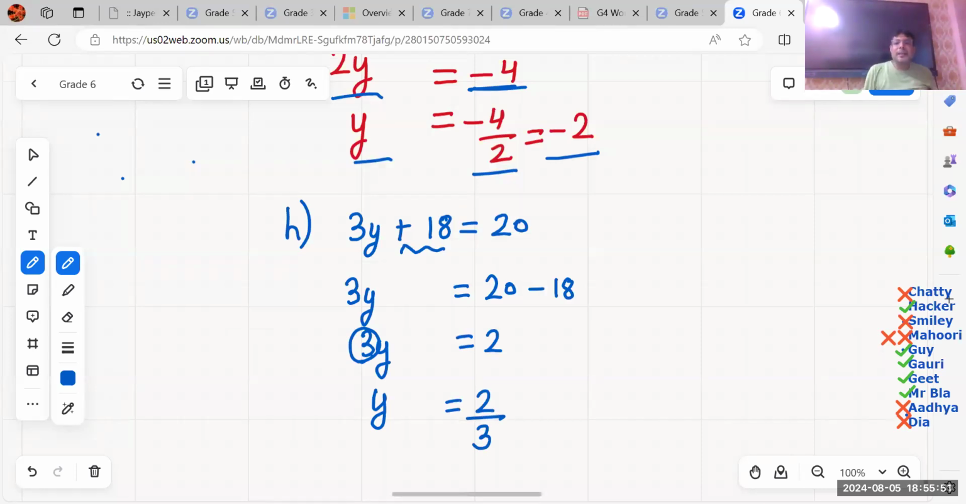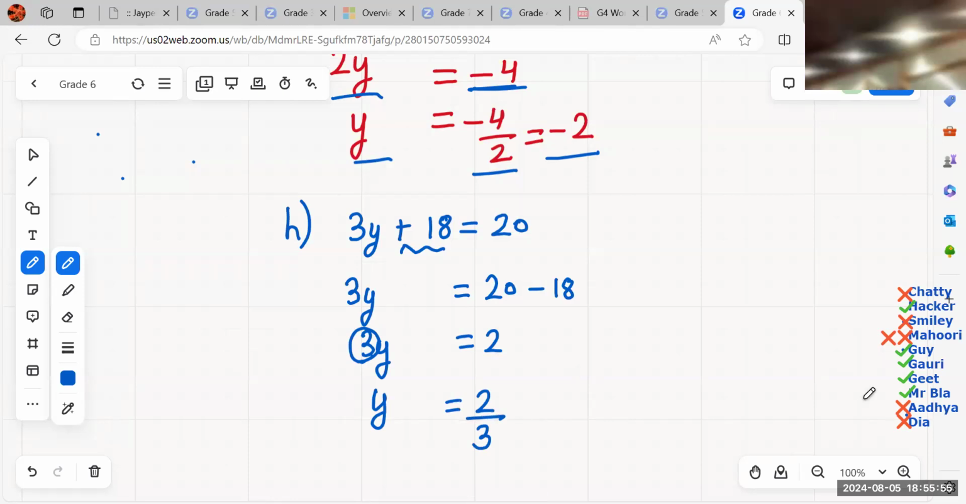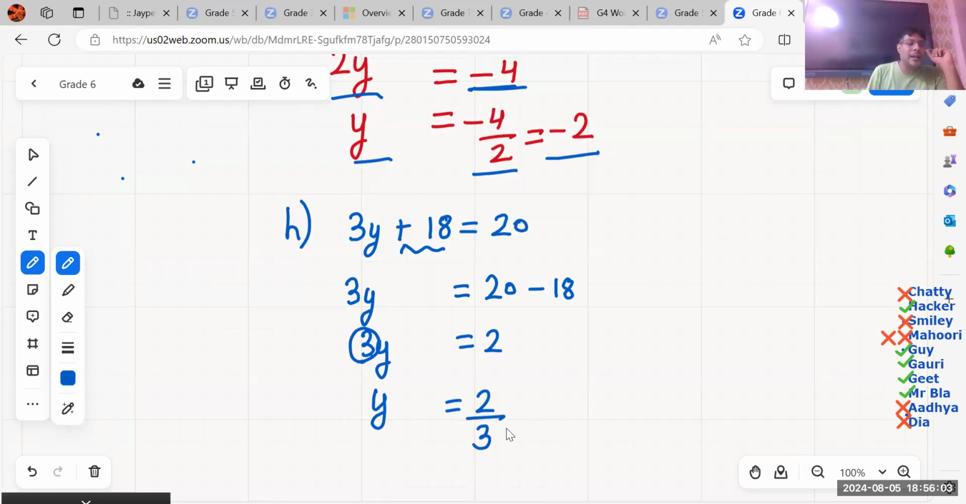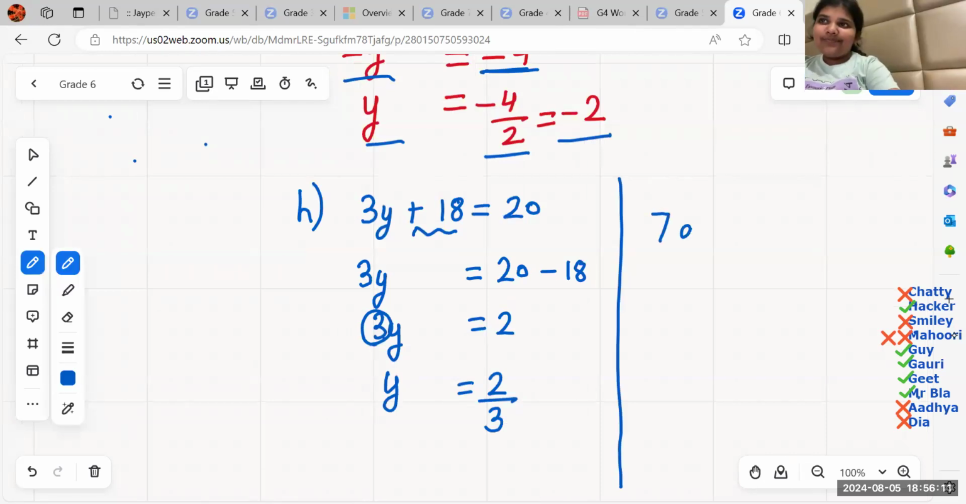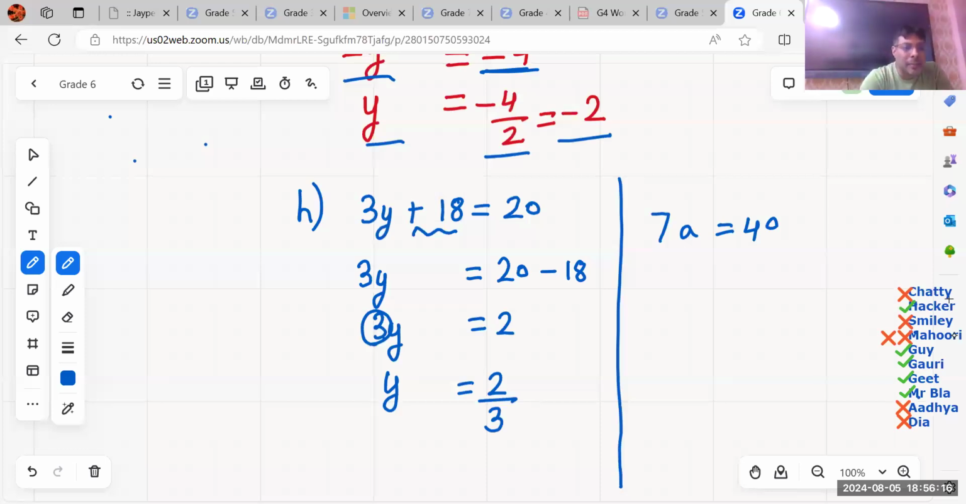Sir, I didn't understand the last bit. Until 3y equals 2 I understood. I didn't understand y equals 2 by 3. You missed the starting of the class yesterday, and I forgot to send you the recording also. See beta: 7 into a equals 49. Use your mind. What will a be? Let me make it 56. What will be the value of a? 8.